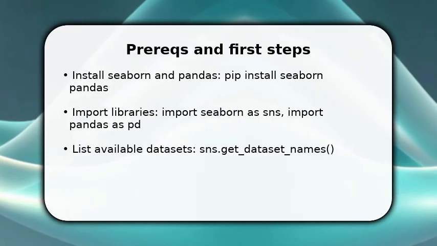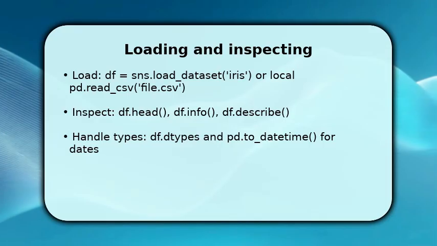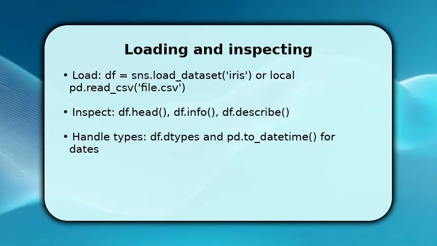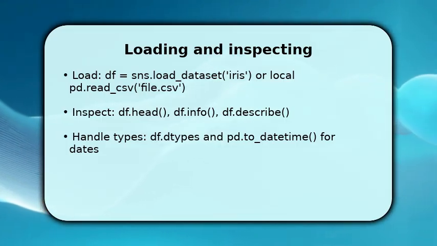You load the data and then verify its shape and type so downstream code works reliably. For built-in datasets, use sns.load_dataset(name). For local files, use pd.read_csv or pd.read_excel. Once loaded, run df.head, df.info, and df.describe to check columns and missing values.